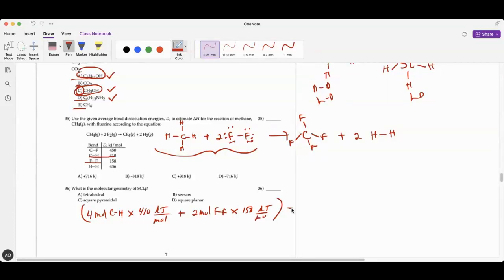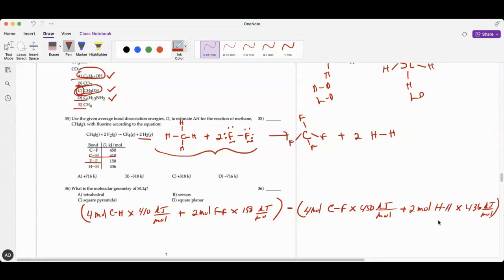Okay, I'll put this in, and then we'll subtract from that the products. I have 1, 2, 3, 4 moles of the carbon fluorine bonds, and we'll multiply that by 450 kilojoules per mole. And then I have 2 moles of the hydrogen bonds, and we'll multiply that by 436 kilojoules per mole. Okay, so now I'm going to put this into the calculator.